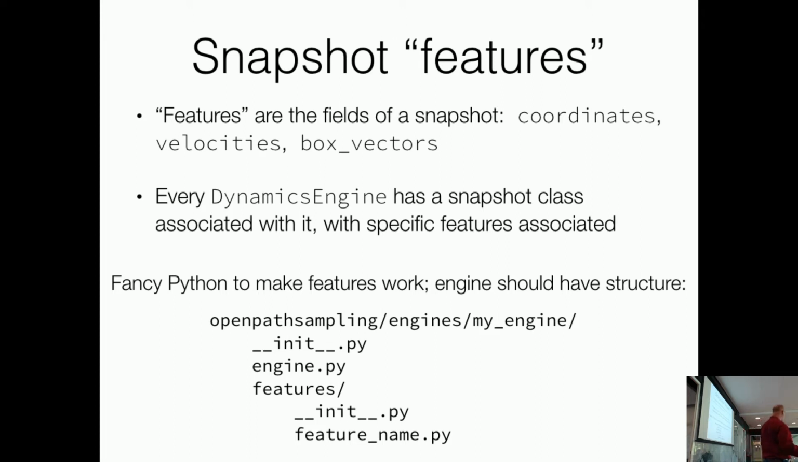Your engine overall will have the structure where, actually you won't put it in OpenPathSampling/engines, you'll have it in your own repository, but it'll have my engine, then it has the __init__.py, because every package in Python has that in it. It has some engine.py that has all the information you need to describe your engine. Then it has a features subpackage that'll have an __init__.py and then any additional features that you need to create. What do those features look like? What is the code for those features?